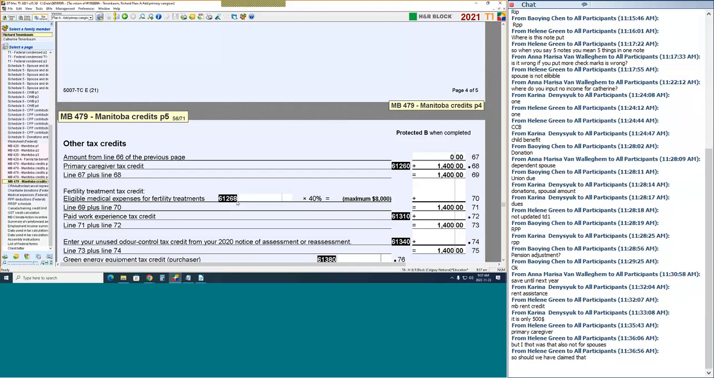And Helene, should you have claimed it? Not necessarily for this case, partly because I haven't taught you how to do it yet, but you should have thought about it. And that's what I want to get everyone doing. When you look at these cases, we're going to give you federal cases, we're going to test federal things. I want you to keep thinking, is there a Manitoba thing I should think about?